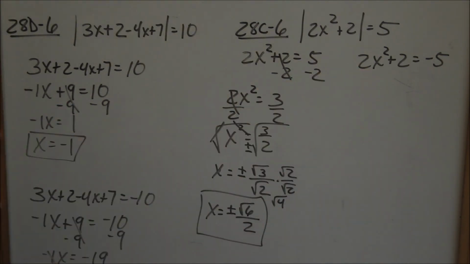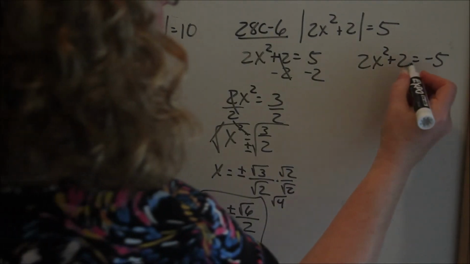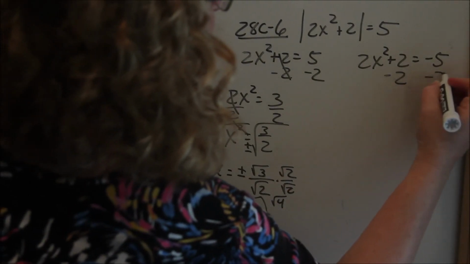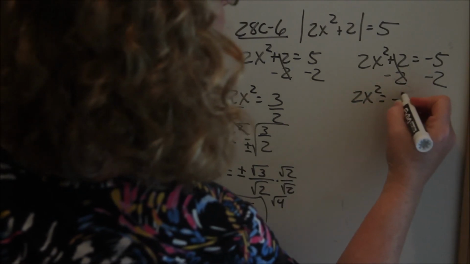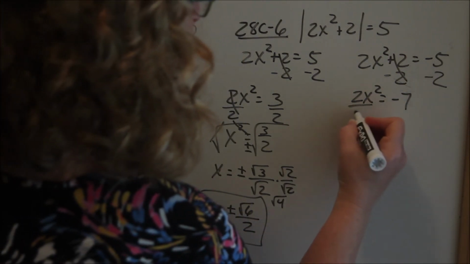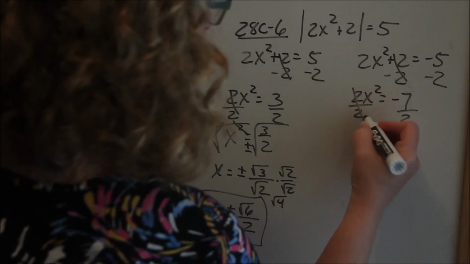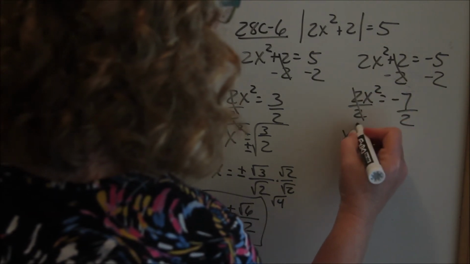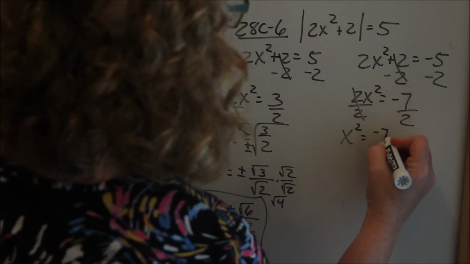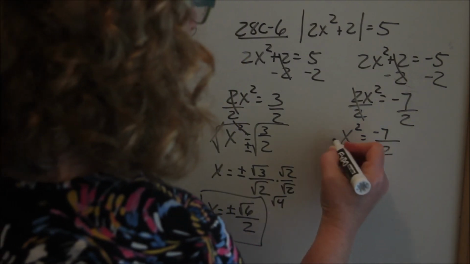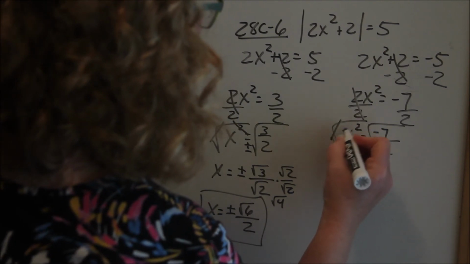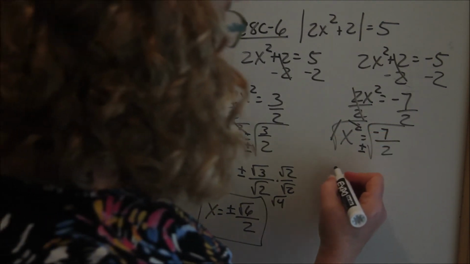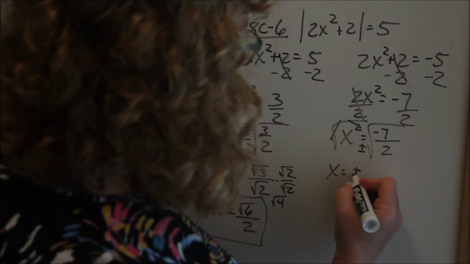Now let's go look at this one. Solving for this. Subtract your 2 over. So you have 2x squared equals negative 7. Divide your 2 over first before you take the square root. You want to get the x all by itself equals negative 7 over 2. Take the square root of both sides. Put your plus or minus in front of the radical. The radical and the square cancel there. So that would be x equals plus or minus.